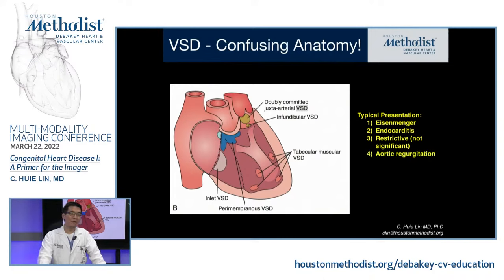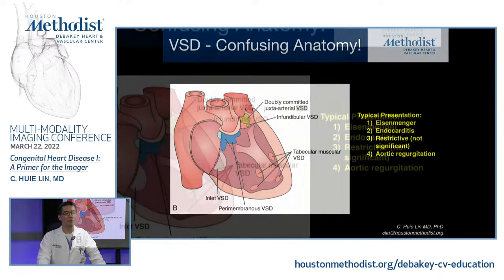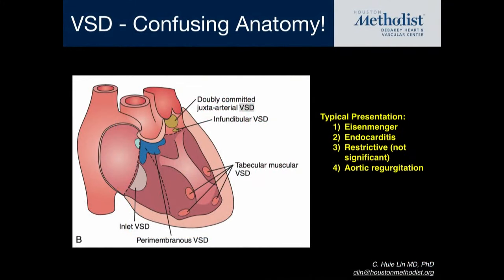To that end, however, if the VSD is right below the aortic valve, those patients I tend to like to continue surveillance imaging, primarily because there can potentially be aortic valve leaflet prolapse as a result of that high-velocity jet going through the VSD right underneath the aortic valve leaflet.